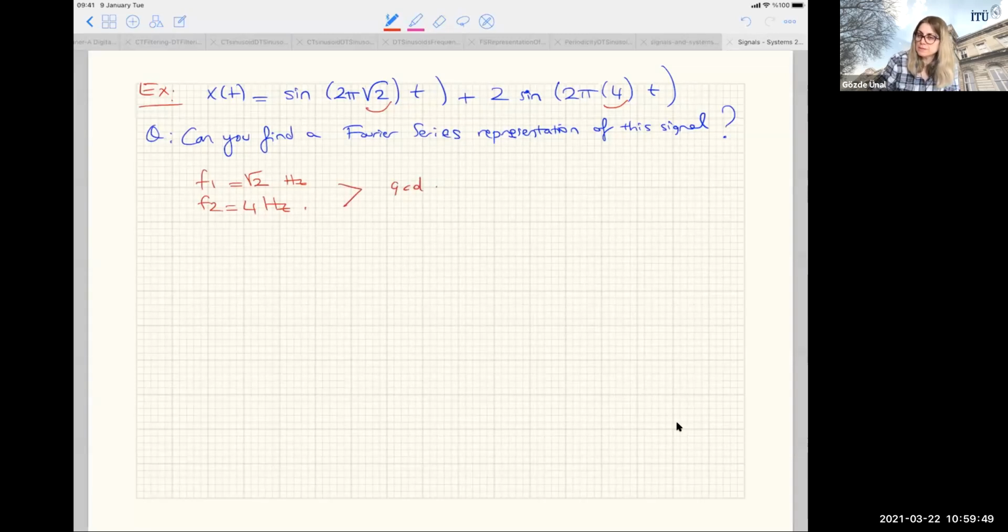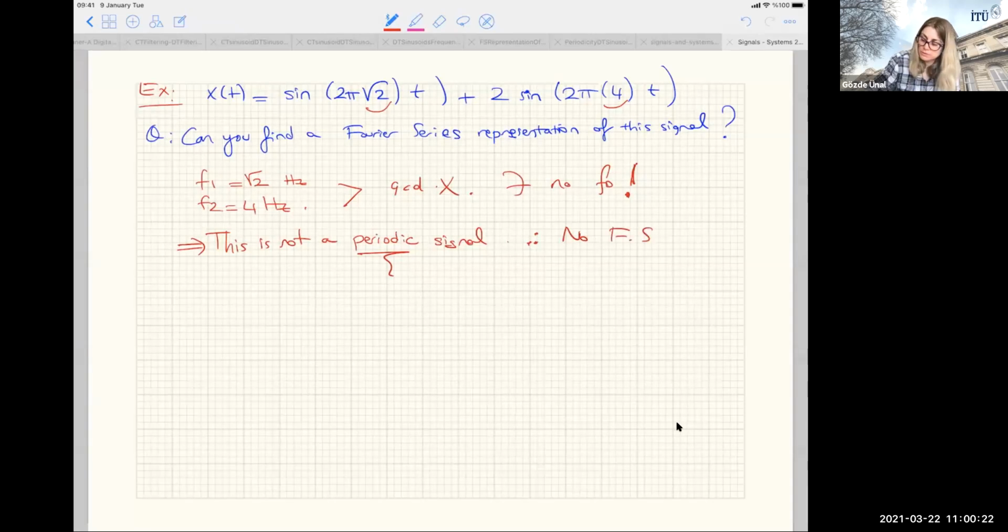So there is no F0, right? No fundamental frequency. So when you add these two sine components that are not harmonically related, it's not a periodic signal, guys. This is important. This is not a periodic signal. Therefore, no Fourier series representation. This is important.